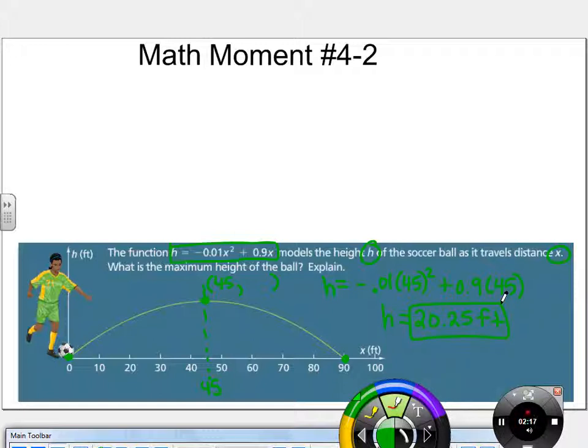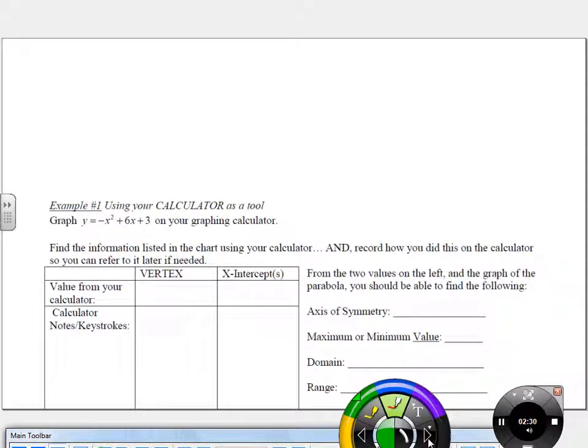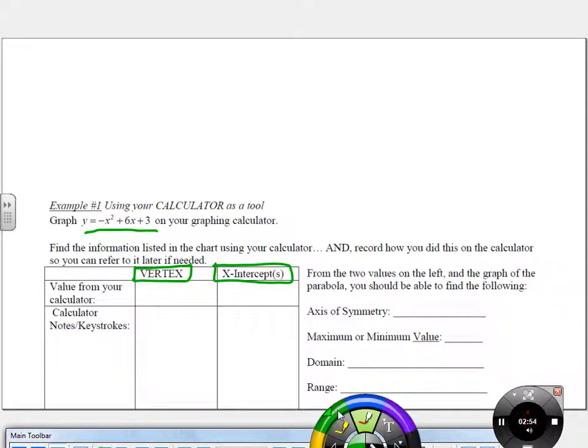Okay, so we're going to be exploring more about quadratics today and focusing on intercepts and maximums and how to find those on the calculator and also by hand. If you have your note guide, you'll notice, and if you don't, you should still write down the equations and stuff that we're going to use. We're going to use our calculator in the first example. We're going to graph this equation on our calculator, and we're going to try and figure out the vertex and the x-intercepts of the graph, and from that be able to answer questions about the axis of symmetry, the maximum or minimum value, the domain, and the range of the graph.